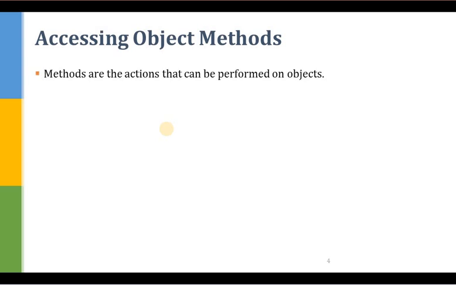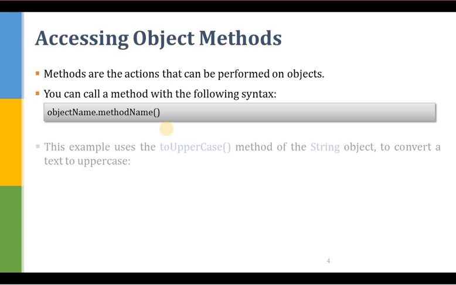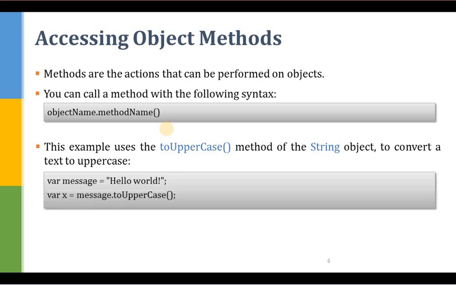Accessing object methods. The methods are the actions that can be performed on an object. You can call a method with the following syntax. Just like the previous one, but here you are calling a method name instead of a property name: object name dot method name. For example, for a string object there is one method to convert text to uppercase, that is toUpperCase. So how can you do that?